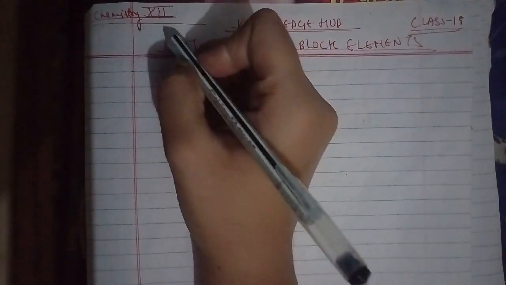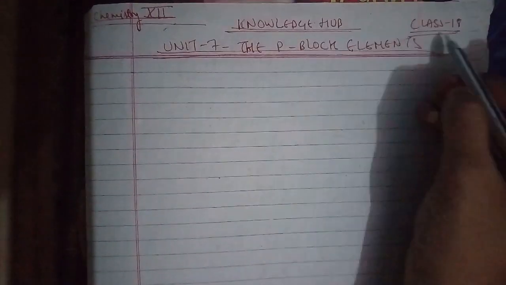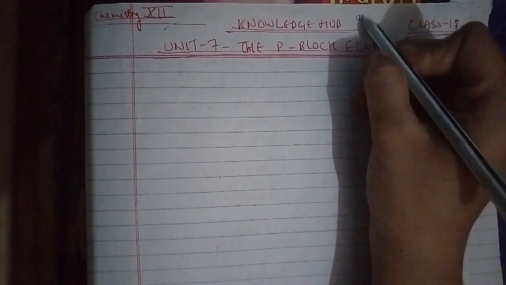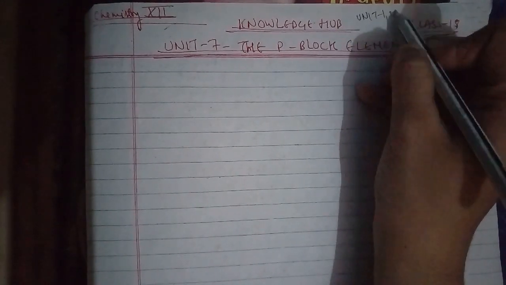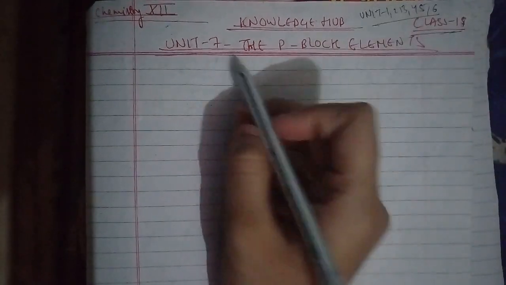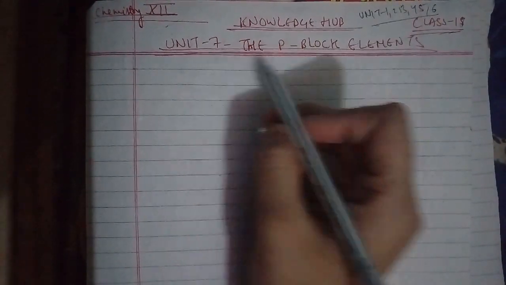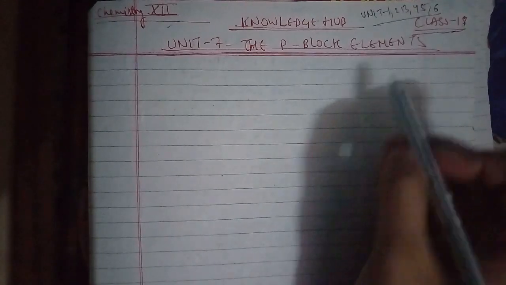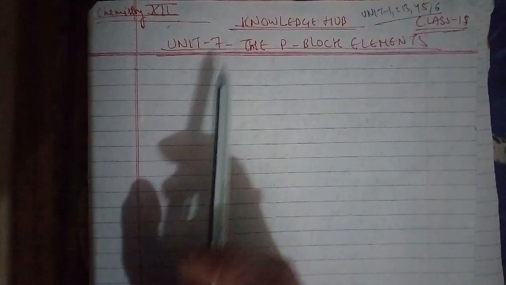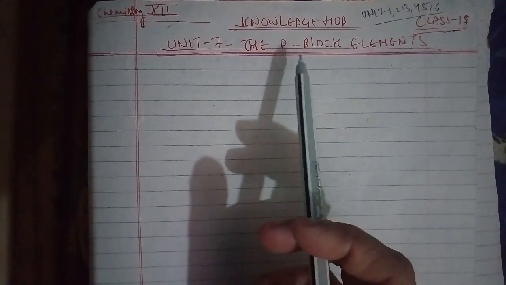Today we're going to start with chemistry for class 12th, and that is your class 18. We have to start discussing it. In the last 17 classes we had discussed unit 1, unit 2, unit 3, unit 4, unit 5 and unit 6, so we have to start with unit 7 here. That is the P block elements that we have to cover, and that is also an important one. In the P block elements, you have to consider how you have to figure it out.